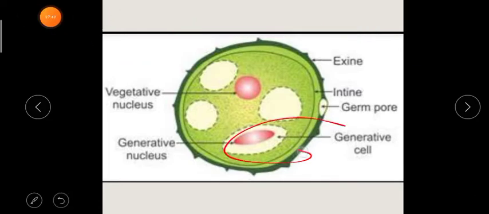When this pollen grain becomes mature, you will see two new structures forming in the pollen grain: the vegetative nucleus and the generative nucleus. When the pollen grain is immature and small, you will not see these two nuclei. But when it becomes mature, these two nuclei are formed. Now let us know the function of these two nuclei.